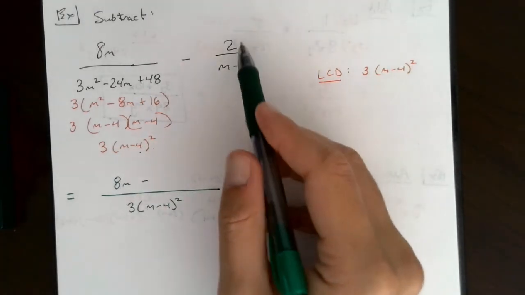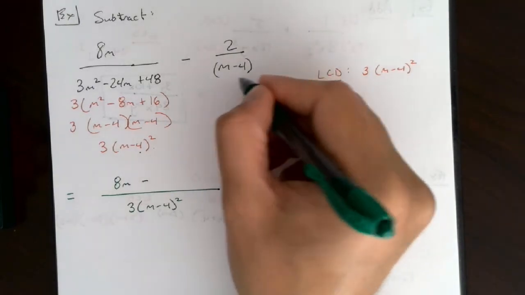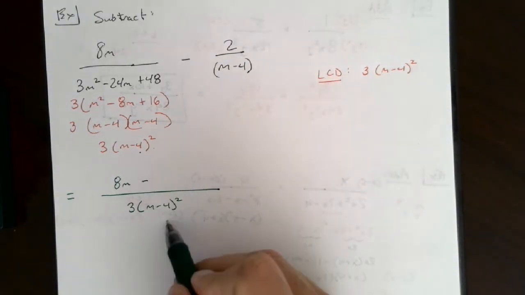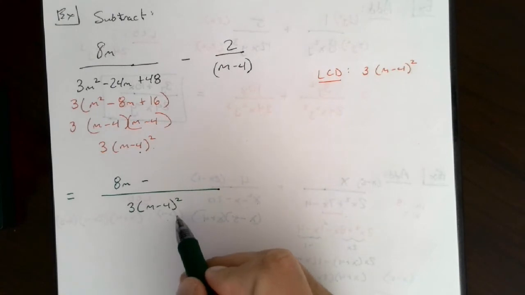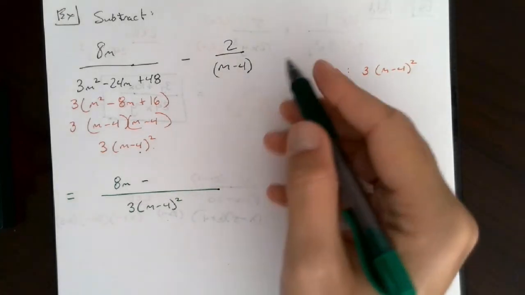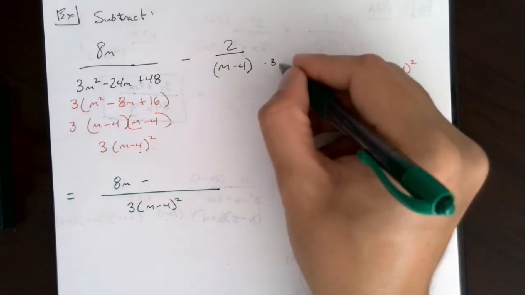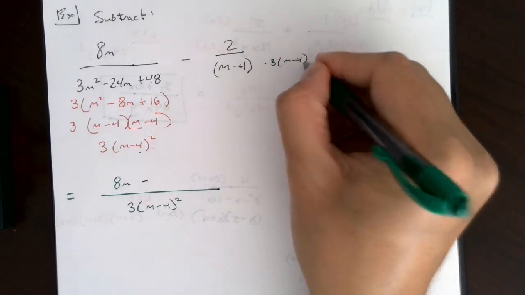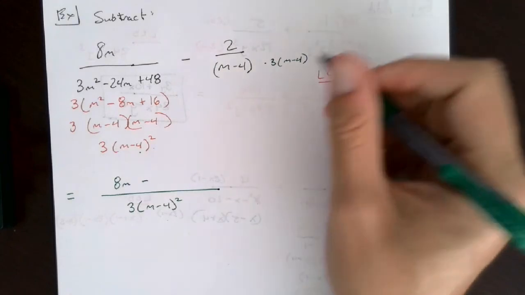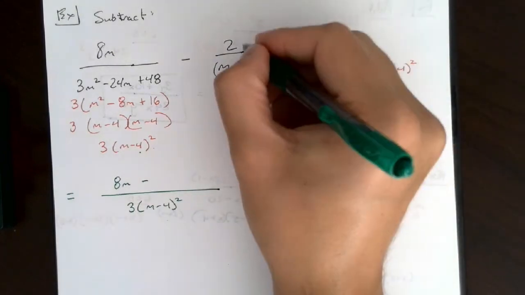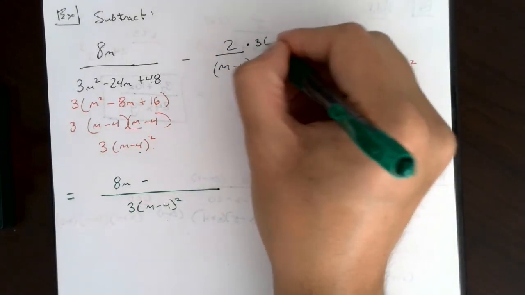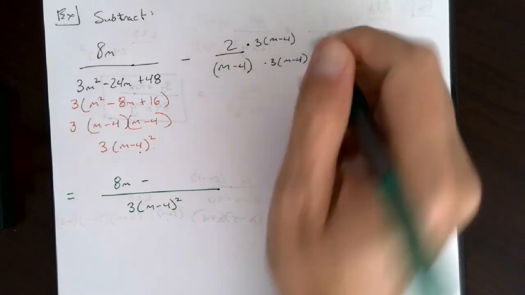And now what do I multiply the m minus 4 here by to get to 3 times m minus 4 squared? Well, you multiply this by 3. You need the coefficient, so you're going to multiply this by 3. And then you also need another factor of m minus 4. So you're multiplying it by 3 times m minus 4. Whatever I do in the denominator, I have to do in the numerator. So I'm going to multiply this by 3 times m minus 4.